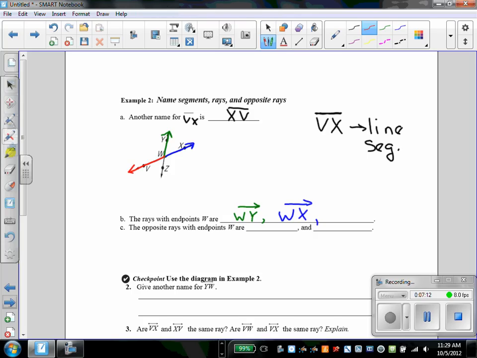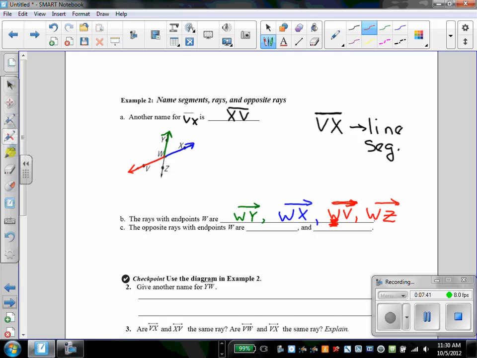So a ray, as you defined it, starts at an endpoint, in this case W, and goes through a point, and this symbol implies ray up there. This right here is the beginning point, so make sure that you're doing that in the proper order. The last one is going to be WZ. There's another ray with the endpoint starting at W.